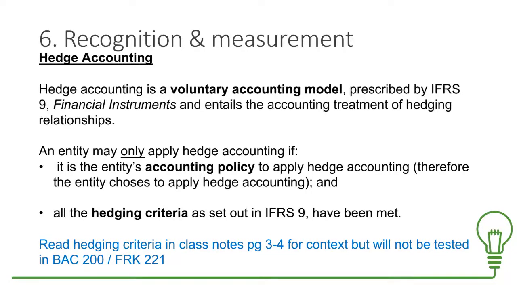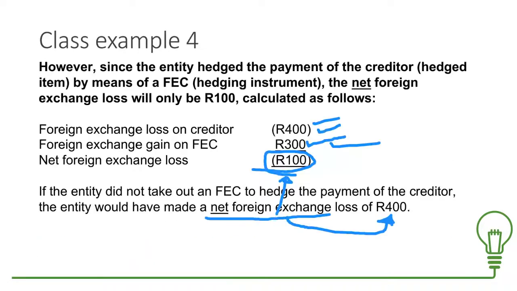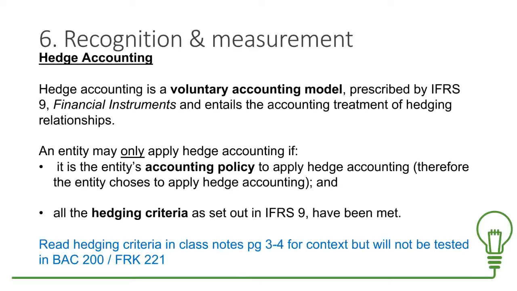So when you're actually presenting your income statement, the user of the financial statement is only going to see 100 rand. They're not going to see the 400 or the 300. They're just going to see the net effect, because that's what hedge accounting is about. It's about netting off these two amounts, right? It's about showing only the difference, showing only the net effect.